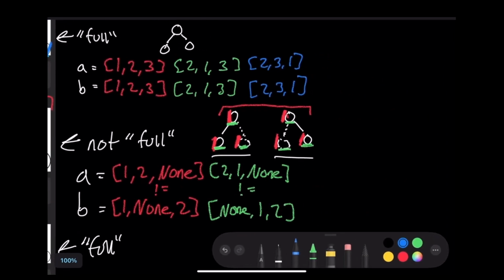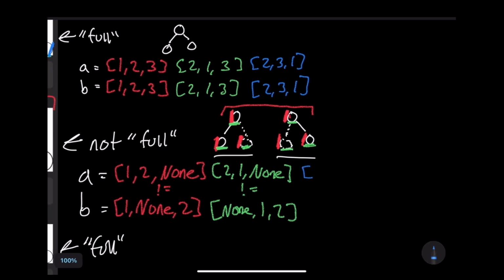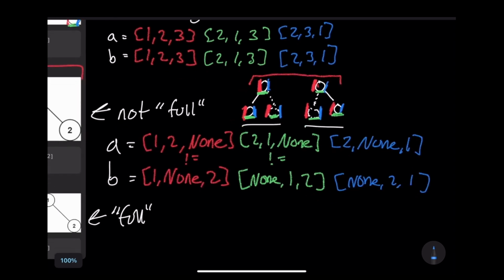And then lastly, for our post-order traversal, we would have 2, none, 1. And then we would have none, 2, 1. Okay, so they're all not equal. So that's great. I think I can use any of them then.